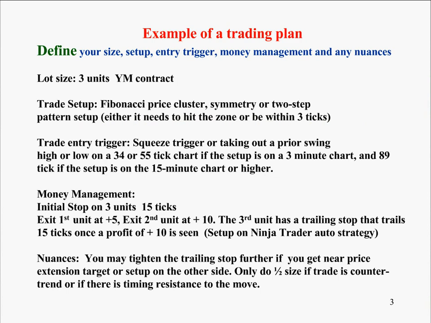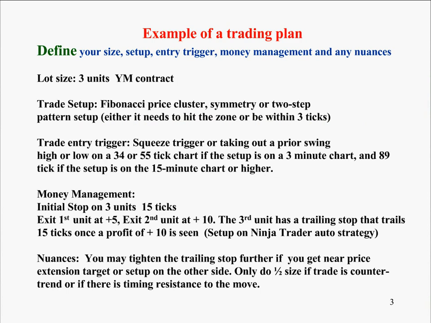You have to define the entry trigger. Okay, are you going to use something as simple as a moving average crossover, or something like I'm going to show you here? And then you want to understand your money management rules and any nuances. For example, a nuance would be you tighten up your stops further when you make a minimum target of 1.272. Okay, that type of thing.